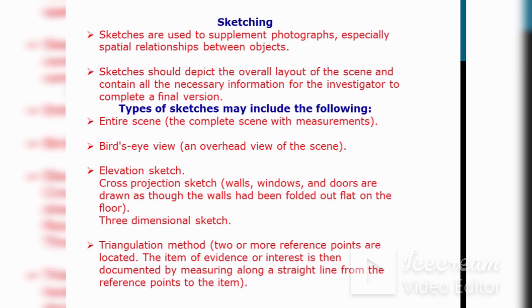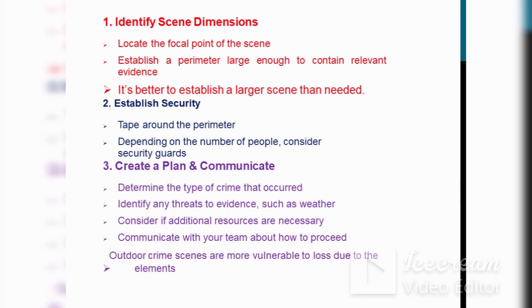Triangulation method: two or more reference points are located. The item of evidence or interest is then documented by measuring along a straight line from the reference points to the item. Identify scene dimensions. Locate the focal point of the scene. Establish a perimeter large enough to contain relevant evidence. It's better to establish a larger scene than needed.